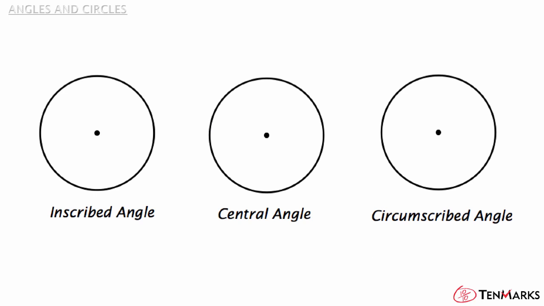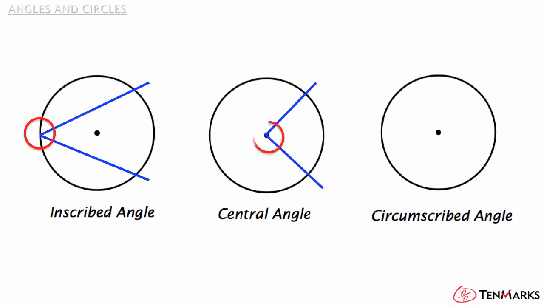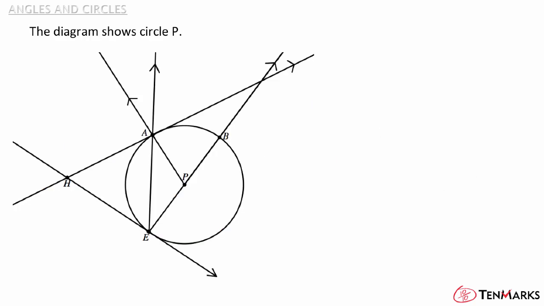Another way to compare the angles is to look at the vertex. For inscribed angles, the vertex lies on the perimeter of the circle and the angle goes through the circle. For a central angle, the vertex lies at the center of the circle. And for a circumscribed angle, the vertex lies outside the circle and the sides of the angle are tangents to the circle. Try the following problem.